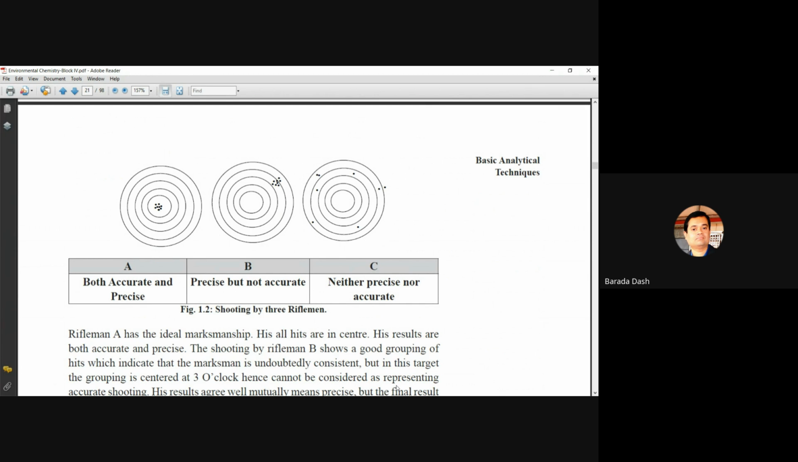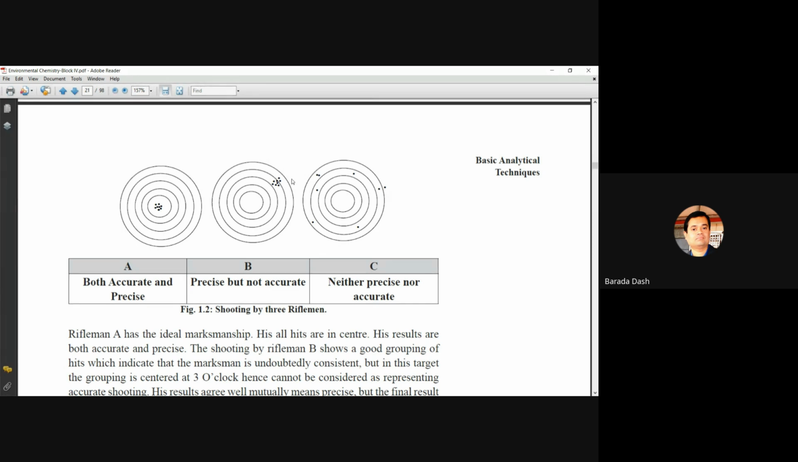That means in that case the athlete is both accurate and precise. So here, B, another athlete, is hitting the outer circle, not the inner circle. But the inner circle is the target.